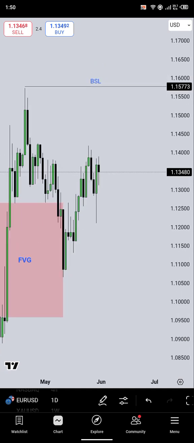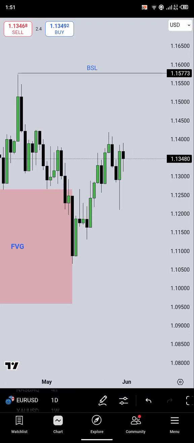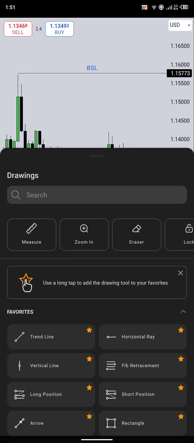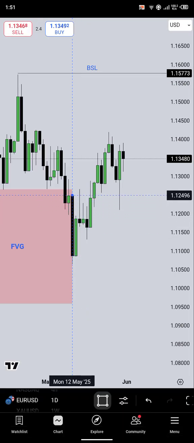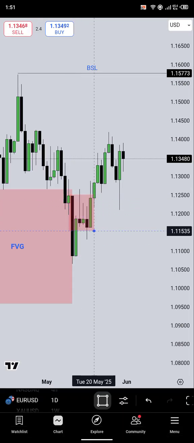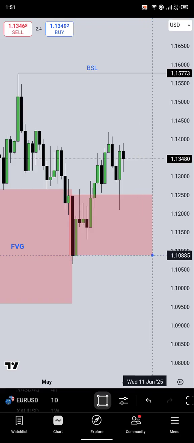these previous day candles, we see, not this one, the one before the last one. See how we dipped into this order block. Let me mark that out so that you guys can see it. How it dipped into this order block.